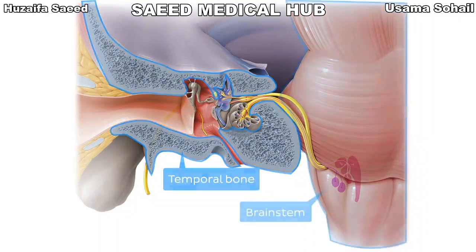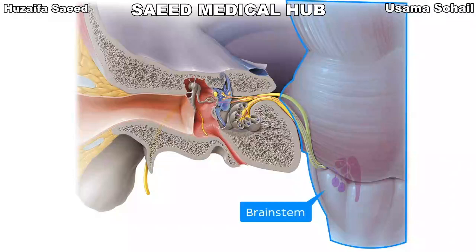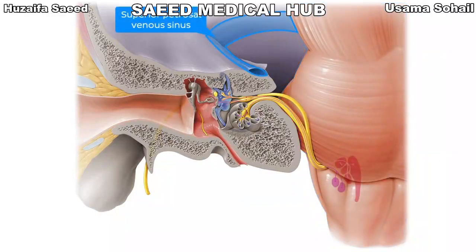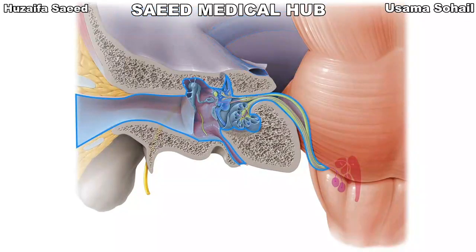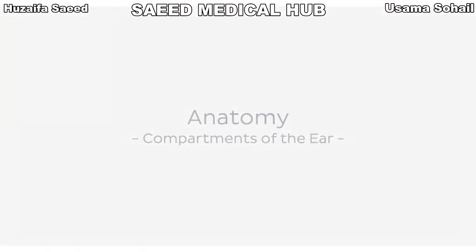We also have the brainstem in this image, whose ventral side we're looking at, and the superior petrosal sinus up here. But what we're really interested in today are the components of the ear, which I've highlighted for you in blue. So let's get cracking and have a look at its anatomy.